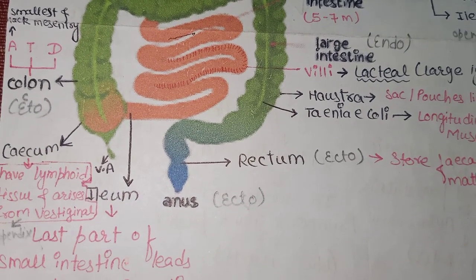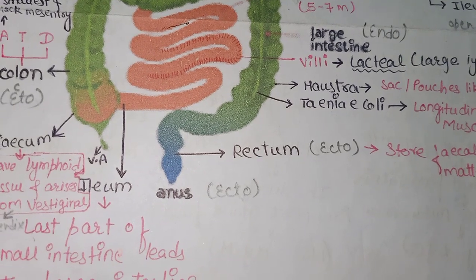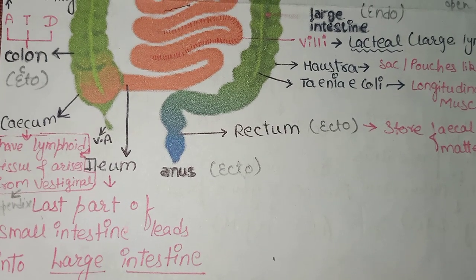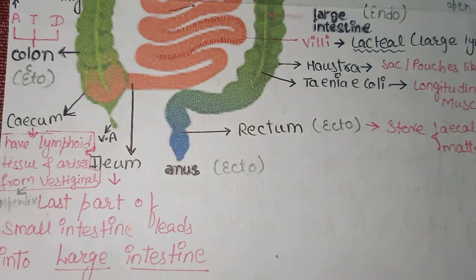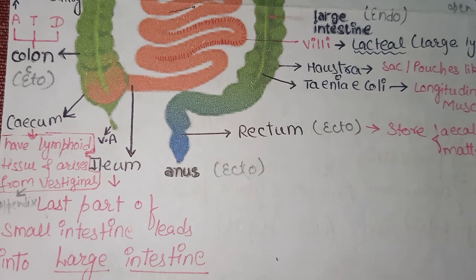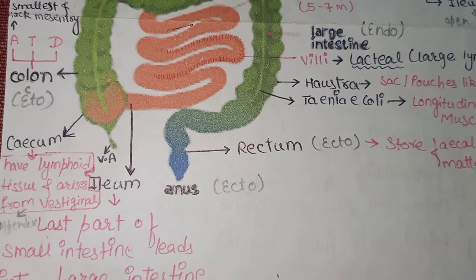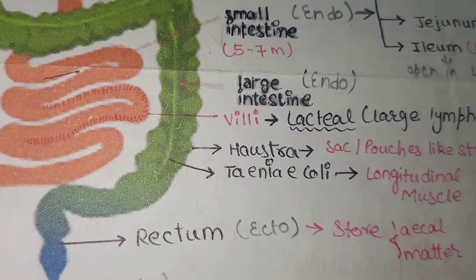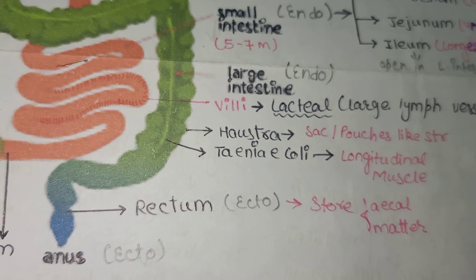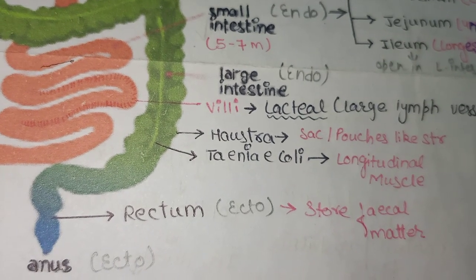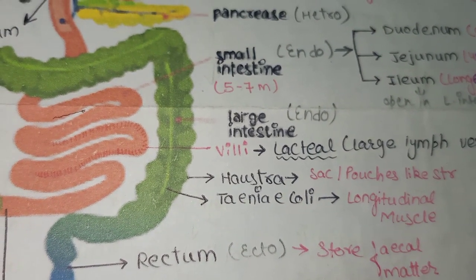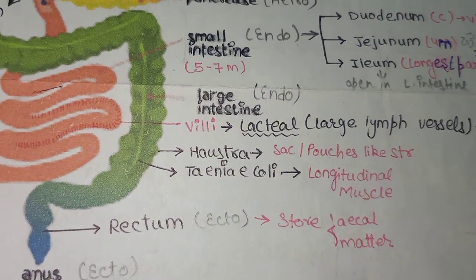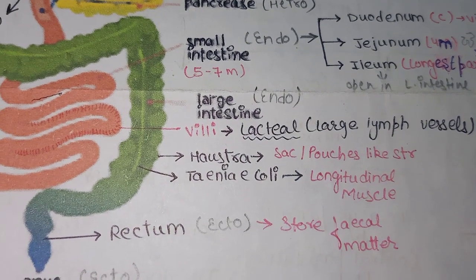I have written it. Ileum, as you know, is the longest part of the small intestine that leads into the large intestine. This is the ascending colon, then this is the transverse colon, and this portion is the descending colon. Here you have seen in the middle a thin thread-like structure present in all, that is known as taenia coli. It is longitudinal muscle present in between.